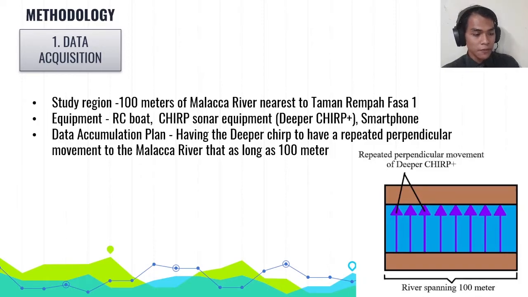So the plan for obtaining the data is by having the Deeper mounted on the RC boat, like I said before, to move perpendicularly across the river repeatedly until we cover about 100 meters of the river as shown in the diagram. As you can see here on the bottom left side, the repeated perpendicular movement of the Deeper spanning the river, about 100 meters of it. I am going to be collecting the data this way.